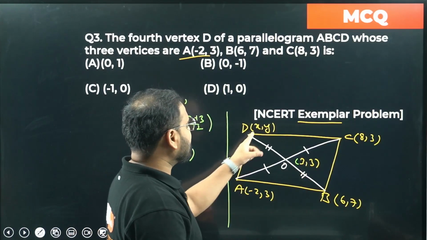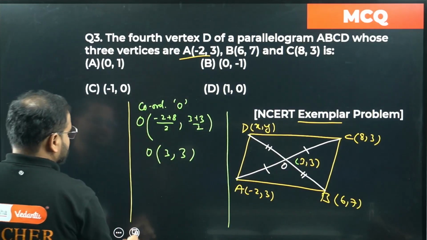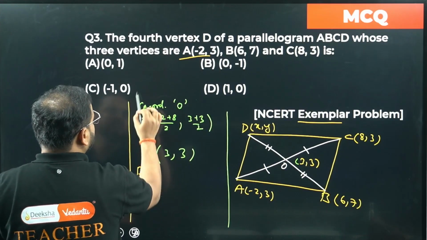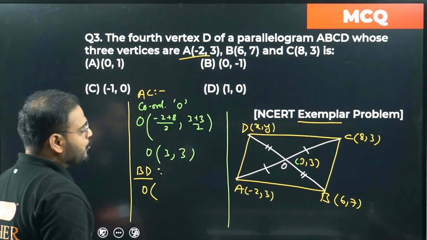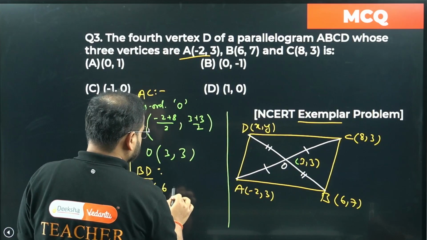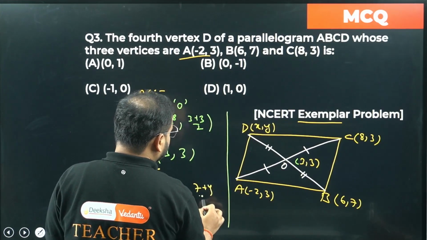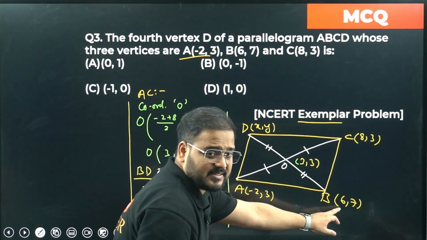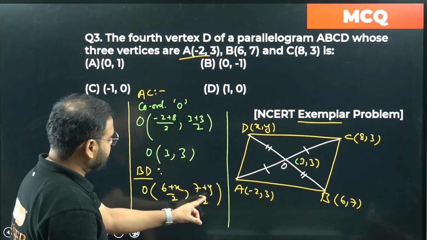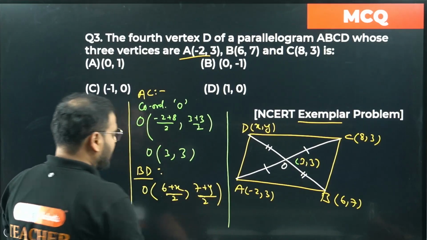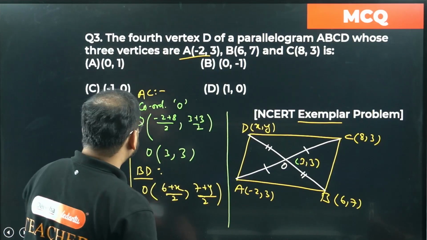Same way, using the coordinates x, y and 6, 7, I can find the midpoint of the line BD. So if I'm finding across BD now, this was across AC, right? If I'm finding across BD, how will you find the coordinate of point O? Please check. 6 plus x by 2 comma 7 plus y by 2. 6 is x1, x2 is x, 7 is y1, y2 is y. This is clear. But point O's coordinate I already know. So I can compare these two values.